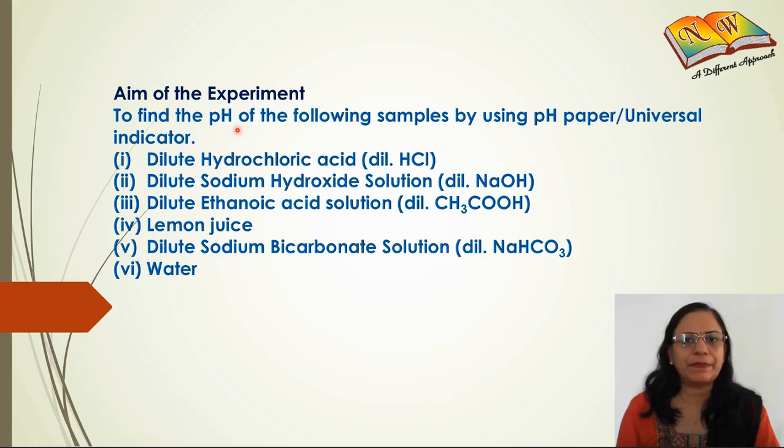The aim of this experiment is to find the pH of the following samples with the help of pH paper or universal indicator. The solutions we will be using here are dilute hydrochloric acid solution, dilute sodium hydroxide solution, dilute solution of ethanoic acid, lemon juice, dilute sodium bicarbonate solution, and water.